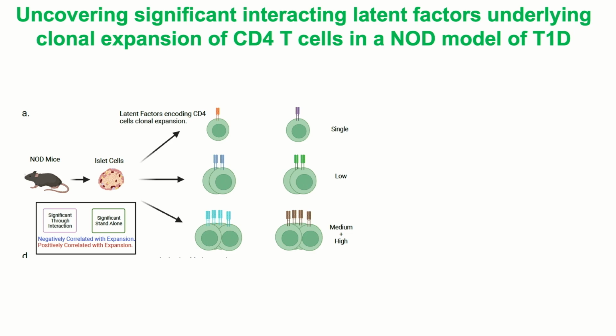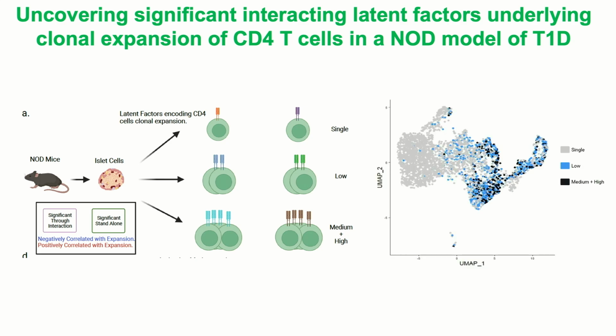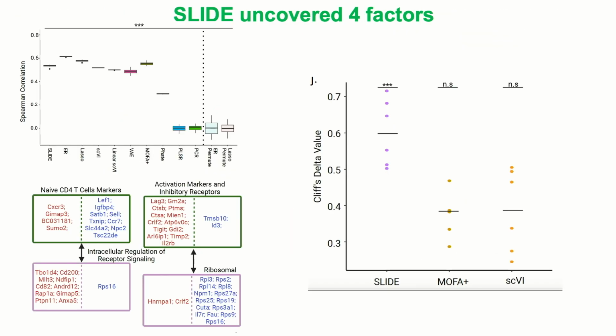So now we went to a NOD model, this is in conjunction with Alok's lab, of type 1 diabetes, where we looked at a cellular phenotype. We said, well, we have paired single-cell RNA-seq data and TCR-seq data, where each cell was labeled based on the extent of clonal expansion of these CD4 T cells, so unexpanded single, low expansion, or medium to high expansion. And we said, can we now understand this cellular phenotype in a disease context? And again, we can predict very well.